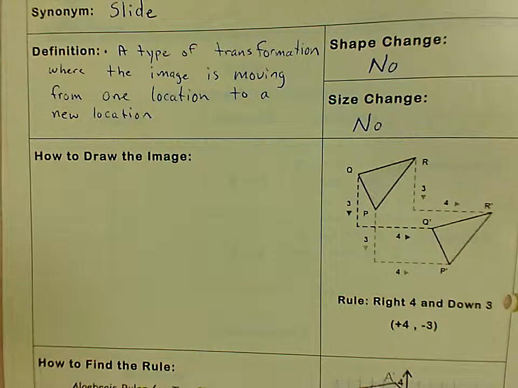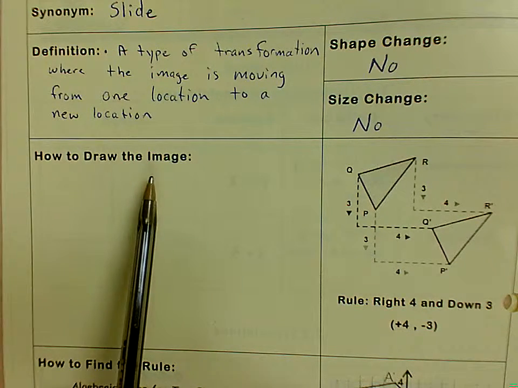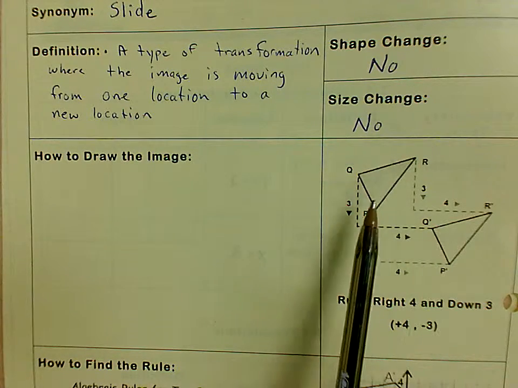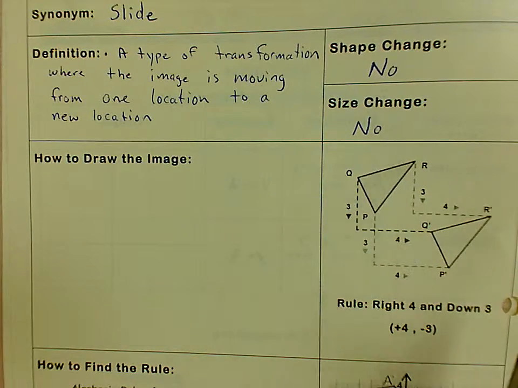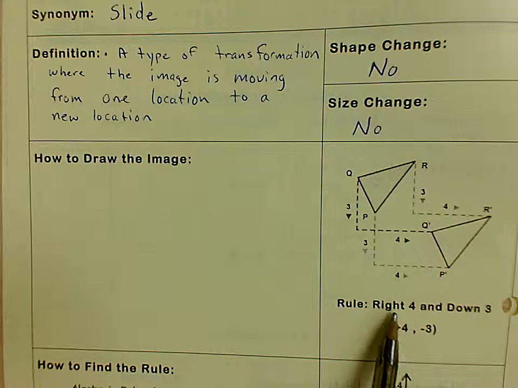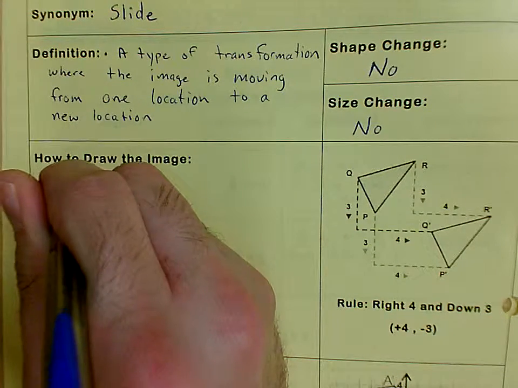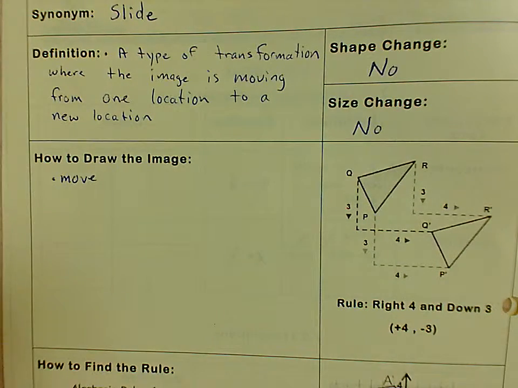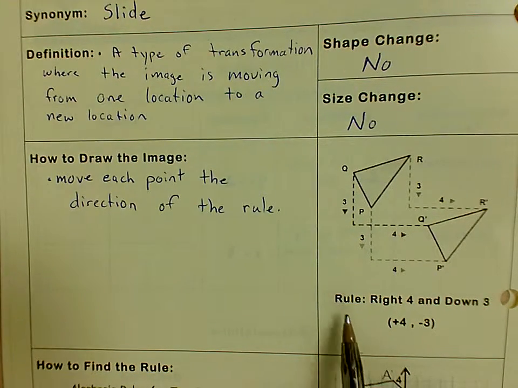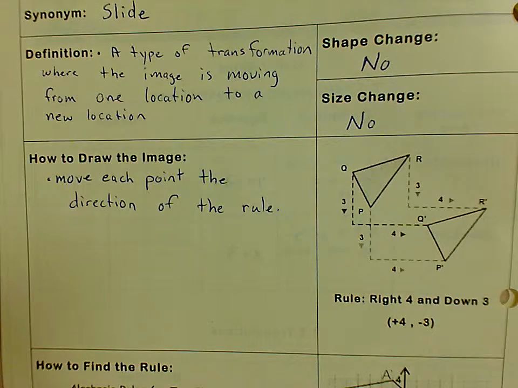All right, and if we're going to answer how to draw the image, we're going to look at the pre-image. The pre-image is shaded here, and the image where it's moving is right here. And my rule we're given is we're going to move right 4 and down 3. So we're going to move each vertex. We're going to move each point in the direction of the rule. So here you see that the rule is right 4 and down 3. We're going to pick a point to start with. It doesn't matter, so let's pick point P.